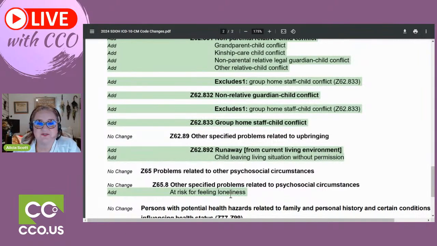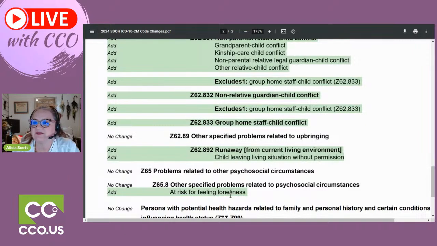And ultimately what we're talking about is it affecting the health of the patient, not just that maybe they're depressed, they're sad, they're anxious or anything, but their ability to obtain health care would also be included in here. Let's see. So we did the Z62.833. Let's move on.